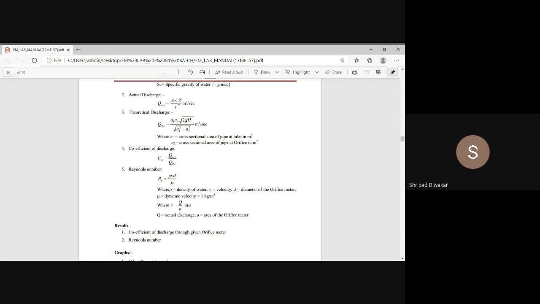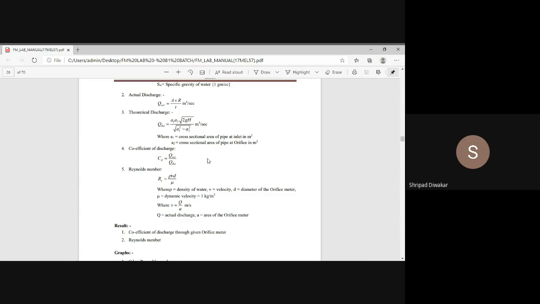One is the actual discharge, that is AR by T, 0.12 into 0.1 divided by the time taken using the stopwatch. And this is the theoretical discharge using the empirical relation: a1, a2, square root of 2gH divided by square root of a1 square minus a2 square. Once you find these two discharges, actual and theoretical, next is the coefficient of discharge. As I said, the coefficient of discharge is the ratio of actual discharge divided by theoretical discharge. Once again, remember the coefficient of discharge of an orifice meter is less than that of a venturi meter because of the construction.